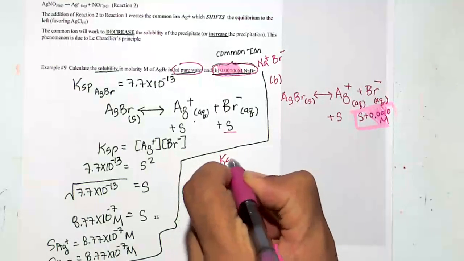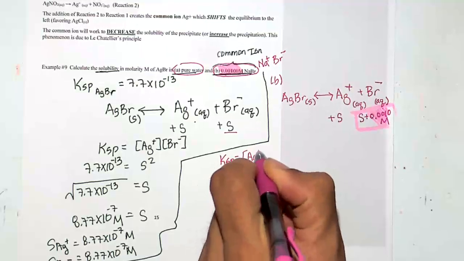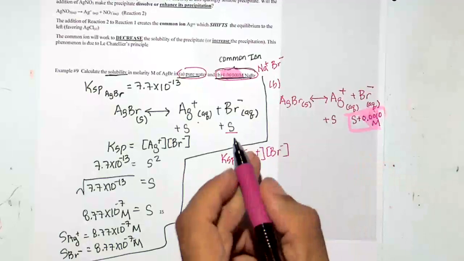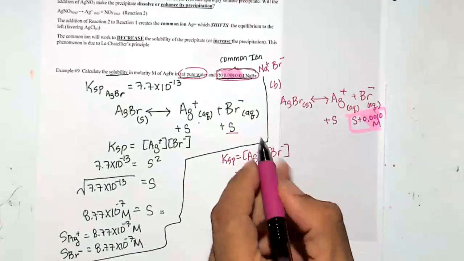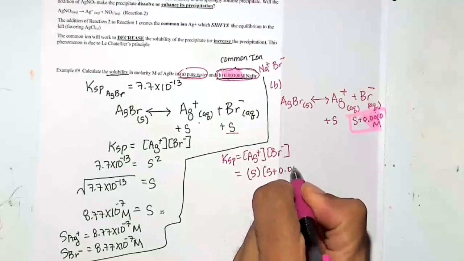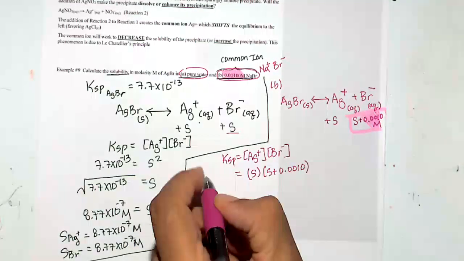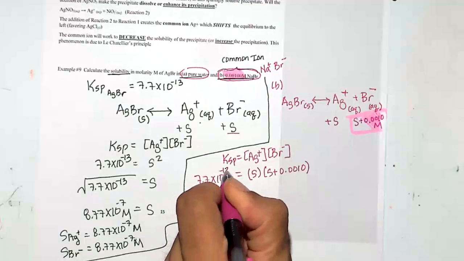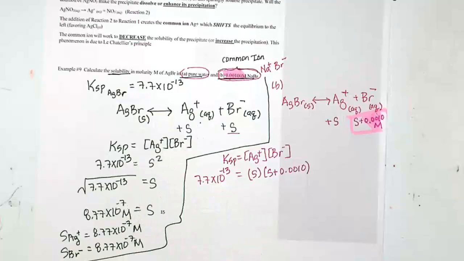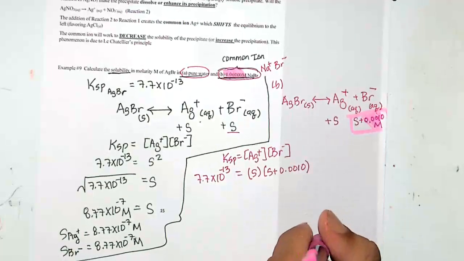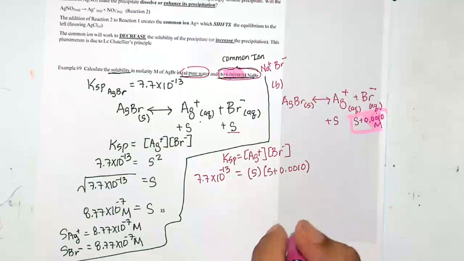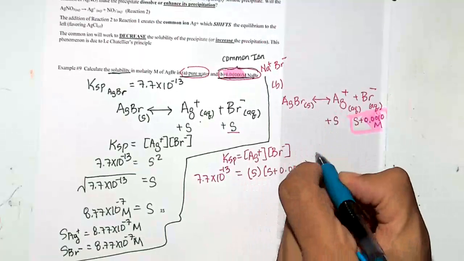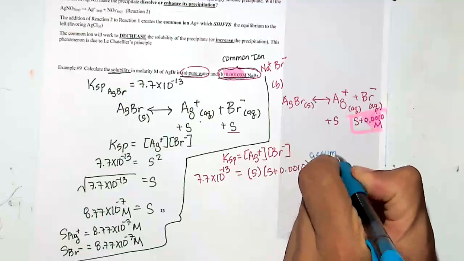So we do everything as before. The KSP is equal to Ag plus times Br minus. The Ag plus is S. The Br minus is S plus 0.0010. And that equals KSP, which is 7.7 times 10 to the minus 13. Remember, I'll give you the KSP. Here we're going to do something to make our life a little easier. We will assume S is small.